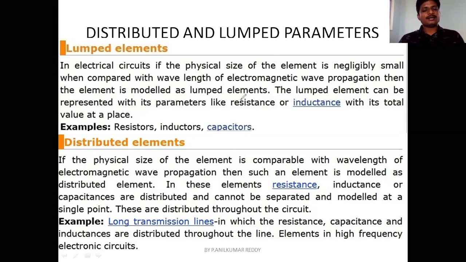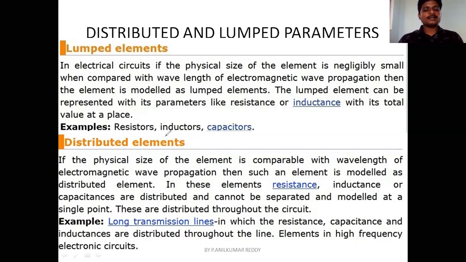So that is known as a lumped system. For example, resistors, inductors, capacitors, and capacitance also. You can take a capacitor as a lumped element, or capacitance as a lumped parameter, or a resistor as a lumped element, or resistance as a lumped parameter. Lumped means concentrated. So if the wavelength of the electromagnetic wave is much greater than the physical size of the system, then that system is known as a lumped system.